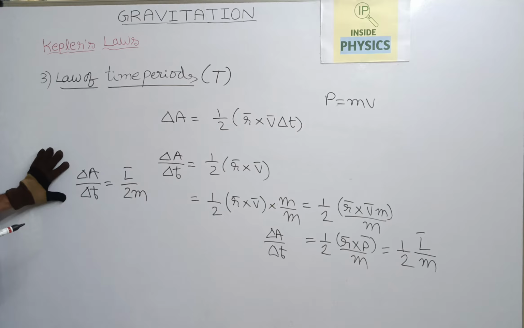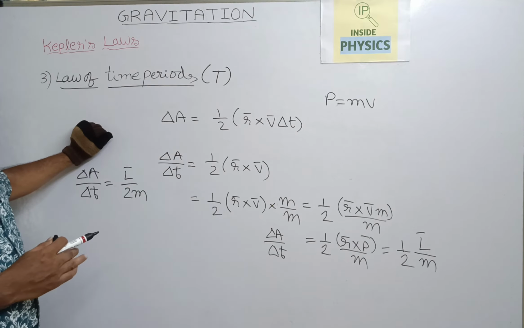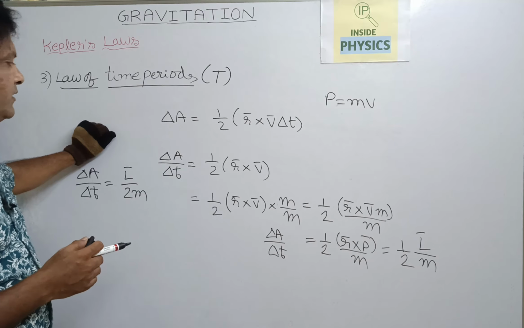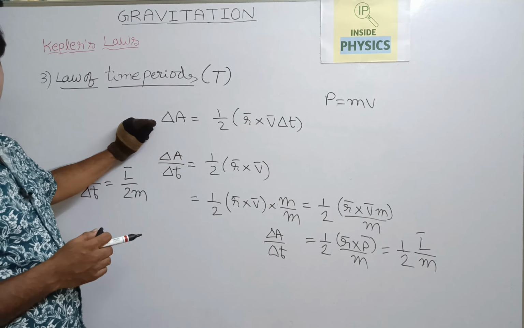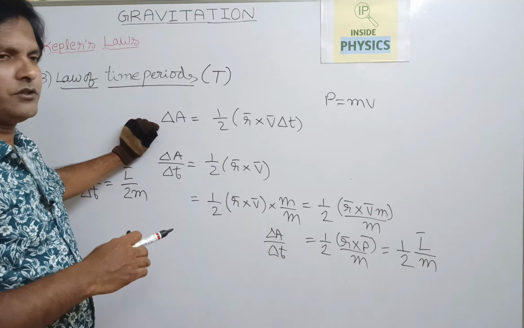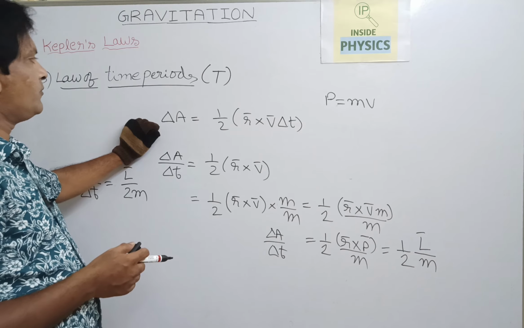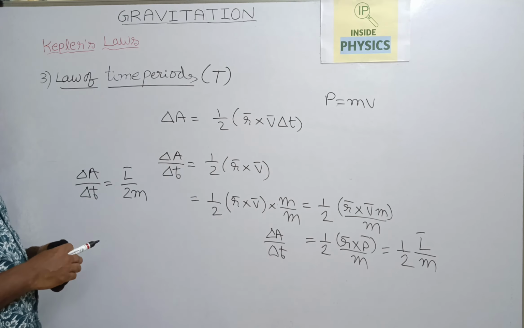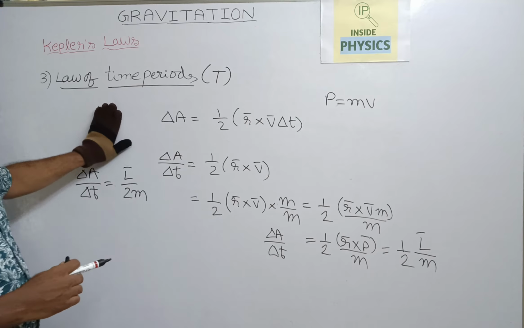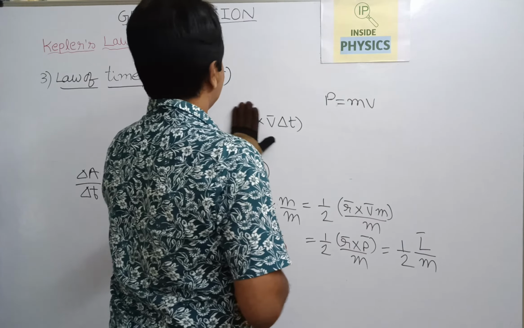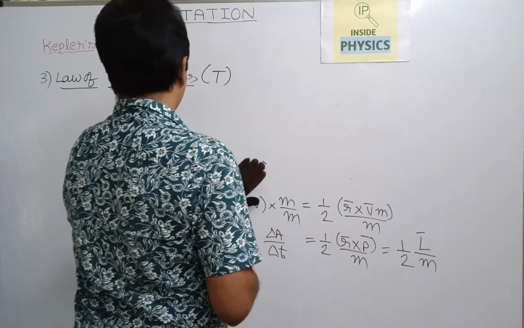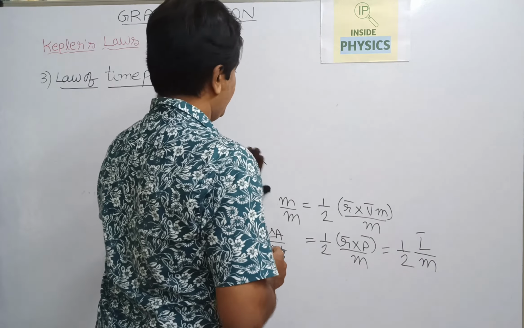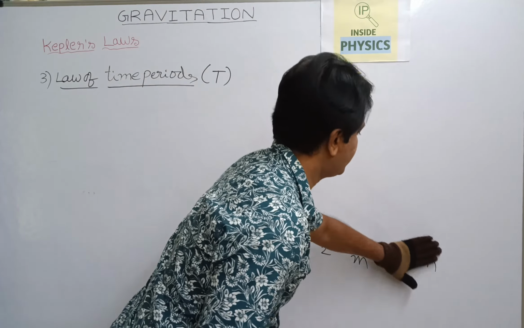So this is how we can understand the areas swept out by the line joining the sun and the planet. This is all done based on the law of conservation of angular momentum, because the gravitational force is a central force. So this is about the law of time periods. Now, just out of curiosity, let us see what the semi-major axis distances and time periods are for some planets.